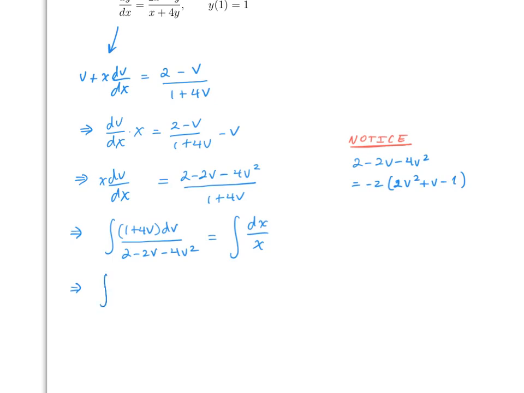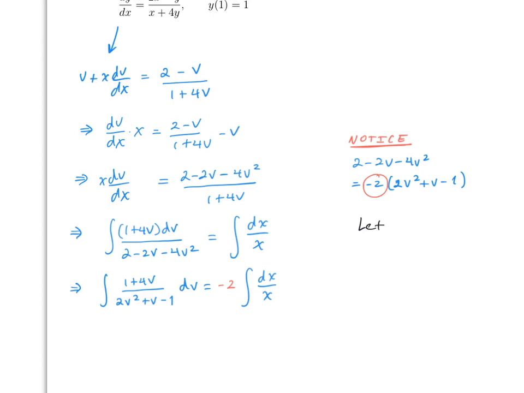So on the left side, we will have (1 + 4b) / (2b² + b − 1) dv, and then the −2, we just put it on the other side. So this will be −2 times the integral of dx over x. Now, the only reason why I did that is because then it will make integration very easy. And this is what I mean.